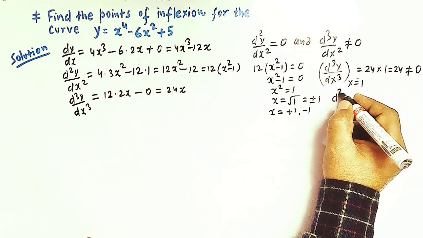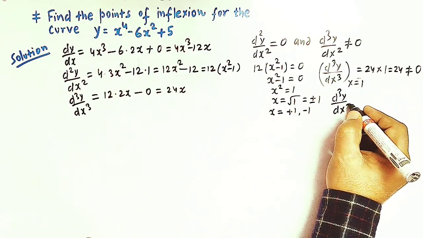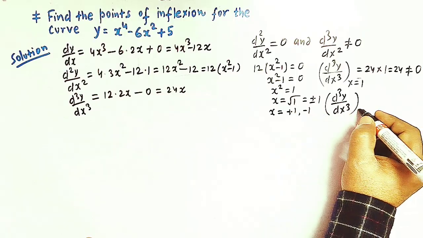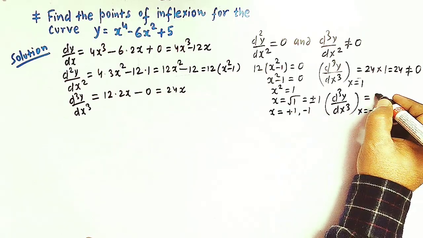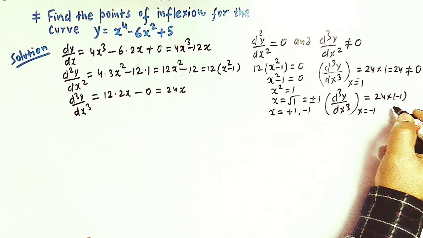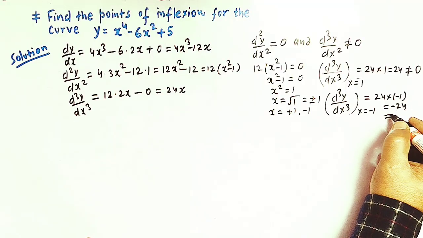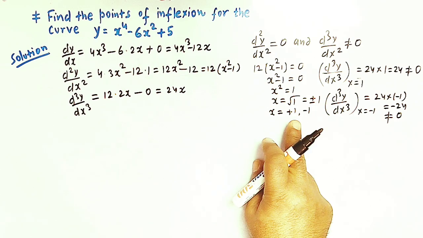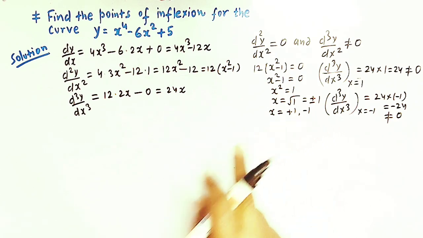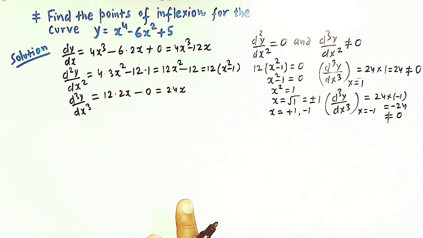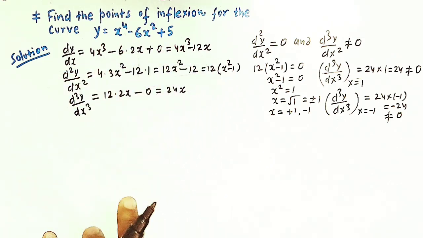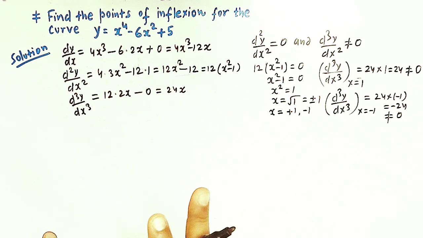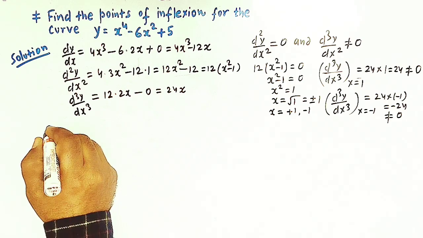And the value of the third derivative at this point x is equal to minus 1, we have 24 times minus 1, that is minus 24, which is also not equal to 0. So x is equal to 1 and minus 1 are the points of inflection, right? So let us now find out the intervals where this function or this curve is concave upward and concave downward.